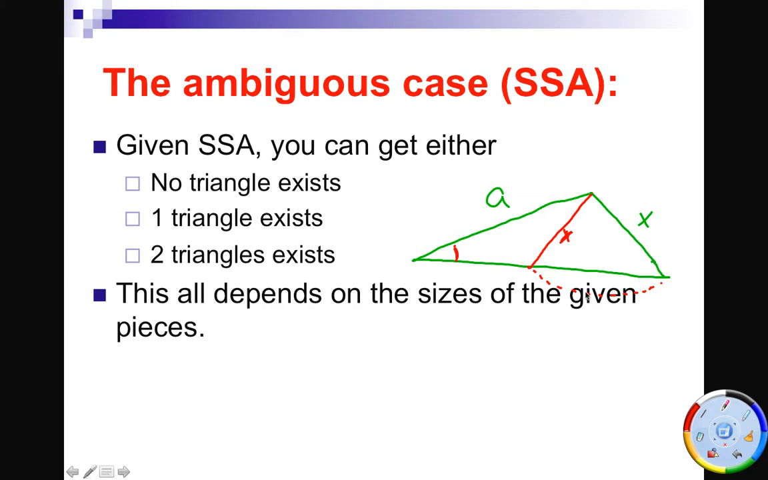And all of these three things actually depend on the sizes of the given pieces. So remember, you're given two sides and an angle. Depending on what you're given, it will determine if you have no triangles, or if you have one triangle, or if you have two. So this is an or statement. It's one of these three things. You can't have all three of those things. That doesn't make any sense, to have two triangles but have no triangles.